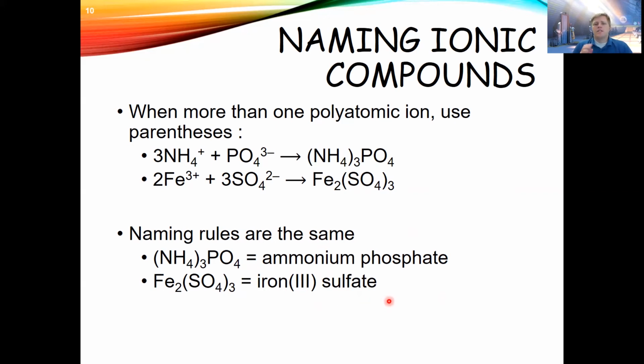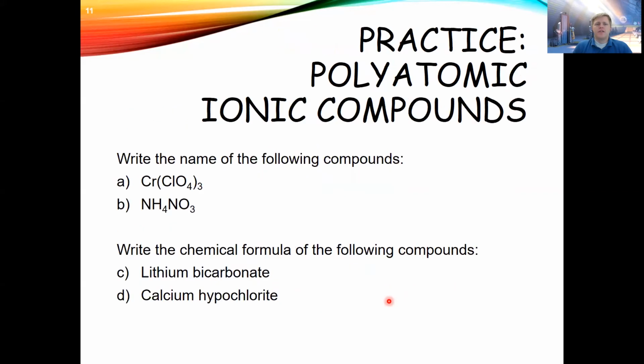Okay, let's have some practice here. Let's figure out how I would go from the formula here, Cr(ClO4)3, to the name. For this, we'd have to know what these species are. We'd have to know what chromium is, and we'd also have to know what the ClO4 species is called. And this is called perchlorate. So we can get chromium perchlorate if we've memorized the name of that perchlorate ion.